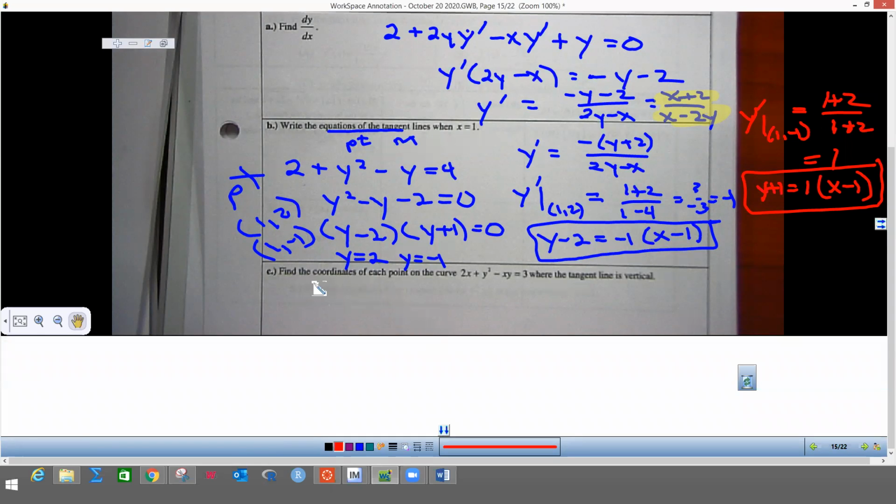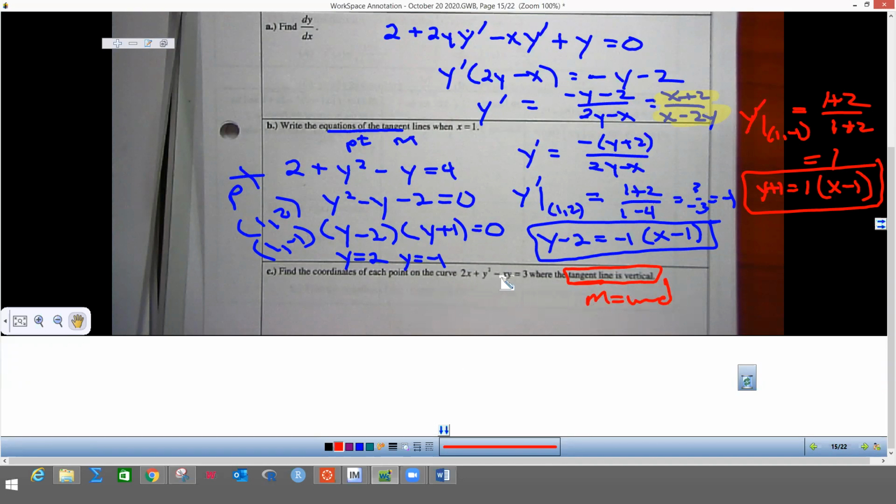Part C says, find the coordinates of each point on this curve where the tangent line is vertical. So if the tangent line is vertical, it means the line's going up and down. That means we're looking where the slope is undefined. Vertical lines have undefined slopes. So I need to find the derivative of this because that will be my slope. And then I've got to find where that derivative is undefined.